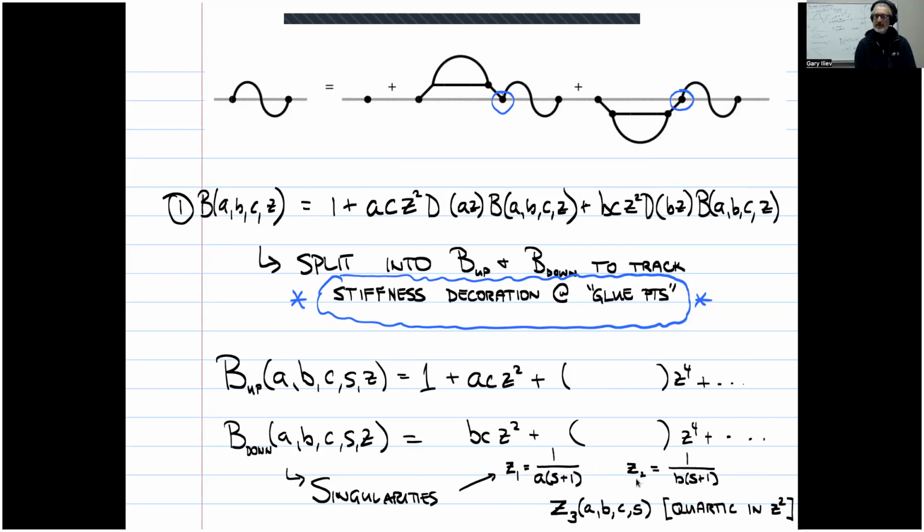Likewise, in Z2, I now have a singularity which only depends on B and S. And so this will determine the free energy in the D beta phase. And now I have some big giant quartic in Z squared, which determines the equation for this localized phase. It depends on all 3, actually 4 energy parameters now, A, B, C, and S.